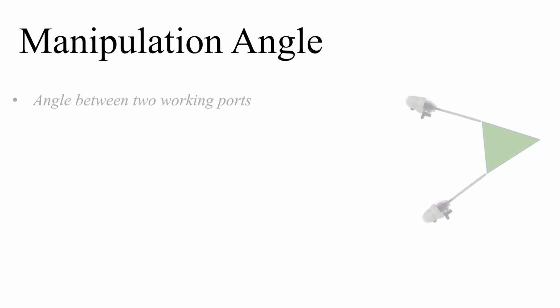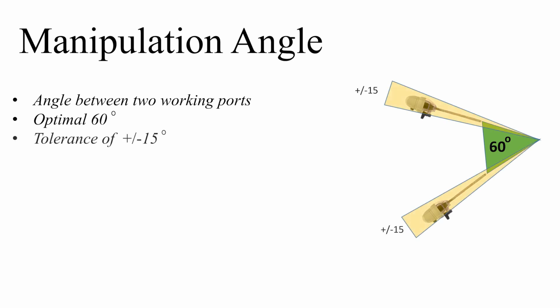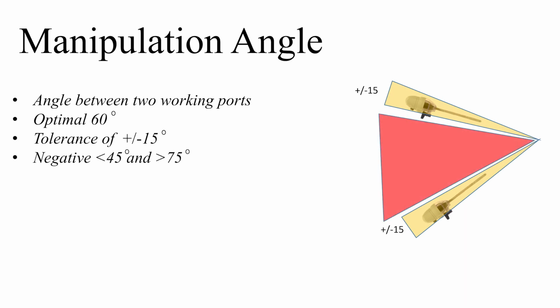Manipulation angle is the angle between two working ports. It was first introduced by Hanna in his research for optimal port placement when executing a difficult task, such as intracorporeal endoscopic knotting. He found that a 60-degree angle had a statistically significant shorter execution time and highest performance quality score. A 15-degree variation was tolerated, but beyond that, a negative effect on the surgical task was observed.